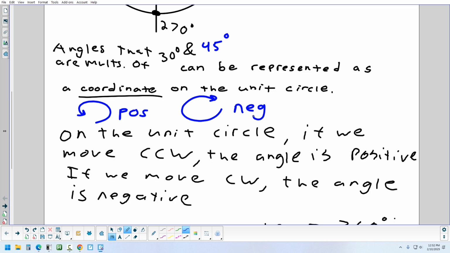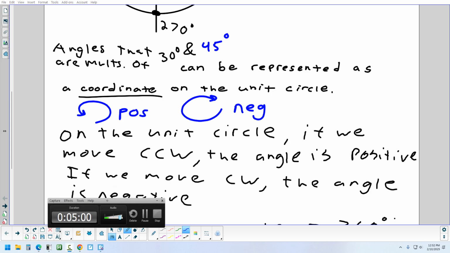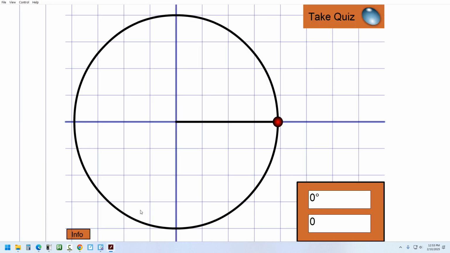All right, so let me show you a diagram. I think I showed you this last week. If we look at this diagram, it doesn't tell me the coordinate, but it does show me the angle. As I rotate counterclockwise, I get an angle that's positive in degrees or radians. And if I rotate clockwise, then I get an angle that's negative. If the top number is degrees, the bottom number is radians.